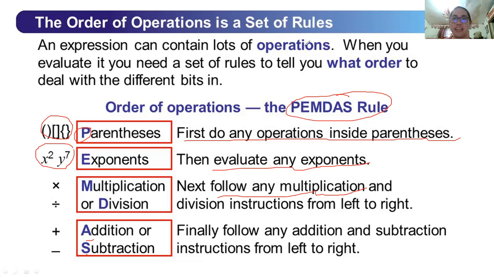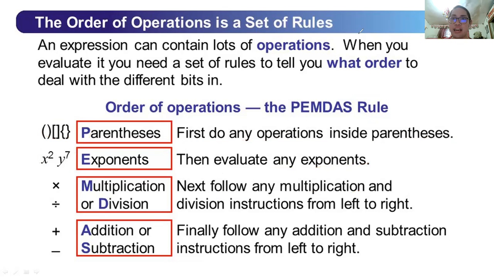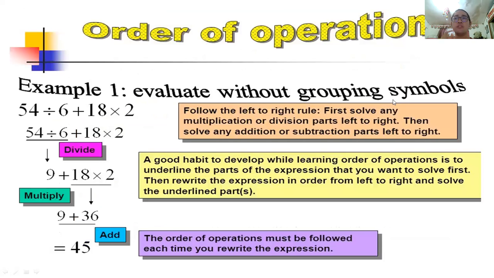So I guess we can now proceed to the next slide. Do not forget the PEMDAS. Again, P is for parentheses, E is for exponents, M for multiplication, D for division, A for addition, and S is for subtraction. Now let's try to apply the PEMDAS that we just talked about in evaluating expressions without grouping symbols. Let's apply the order of operations here.